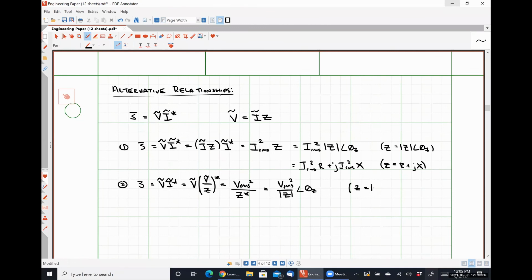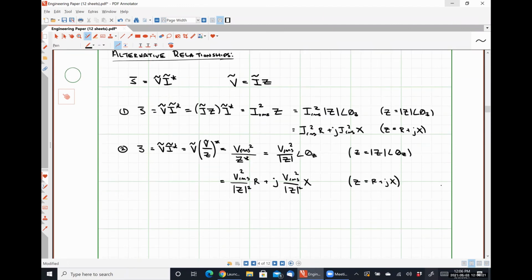This is where Z was equal to the magnitude of Z angle theta Z. And in rectangular form, this becomes V RMS squared over the magnitude of Z squared times R plus J V RMS squared over the magnitude of Z squared times X, where Z is equal to R plus JX. So definition number 2, not used a whole heck of a lot, but can get important in power factor correction, actually.